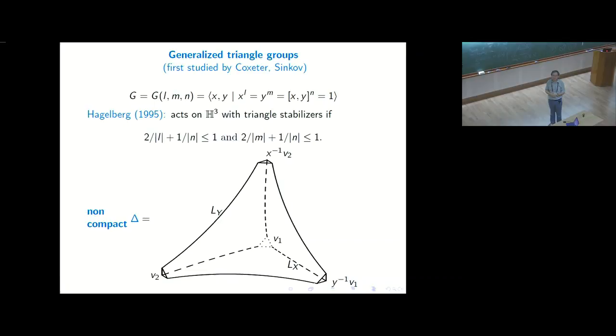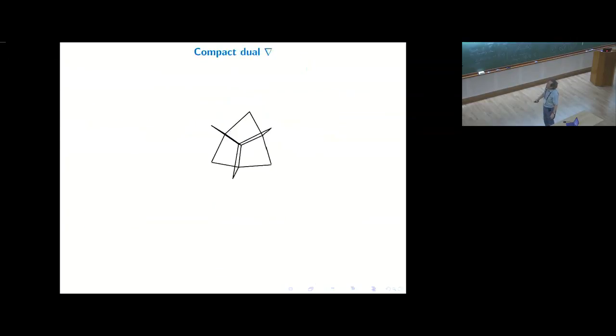So it's not compact. So we have a nice fundamental domain, but I'm not going to be able to get a CW complex because CW complexes have cells that have to be compact. So what we can do is a fairly standard trick. We can go to the dual. So here, I hope we can see it.